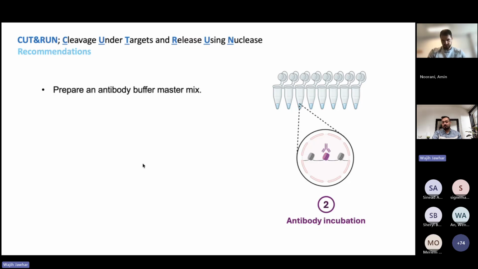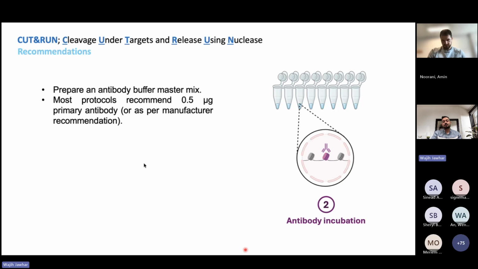And one of the important recommendations here is to maintain as much consistency as possible. So prepare an antibody buffer master mix before starting this process. So let's say in your strip tube, if the first 4, first 5, even first 2 samples are going to be used to map K27AC or K27 methylation, whatever the mark is, make one master mix that has the antibodies. This way you make sure that everything is as consistent and as controlled as possible.